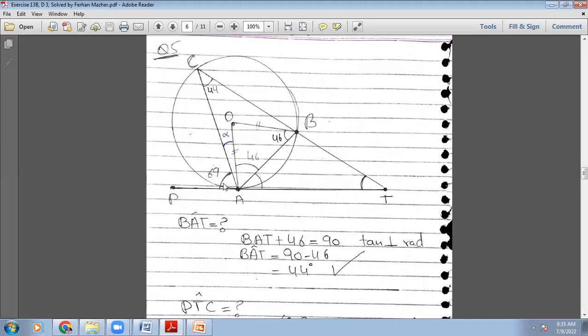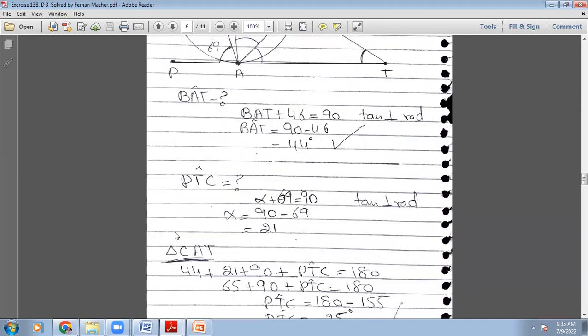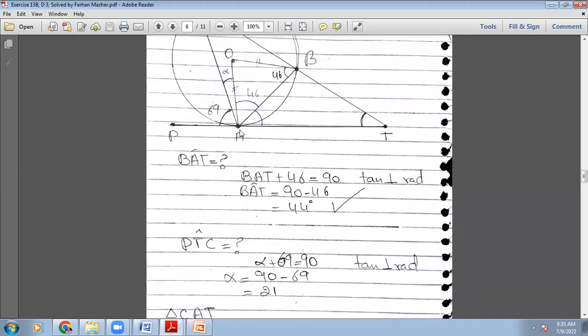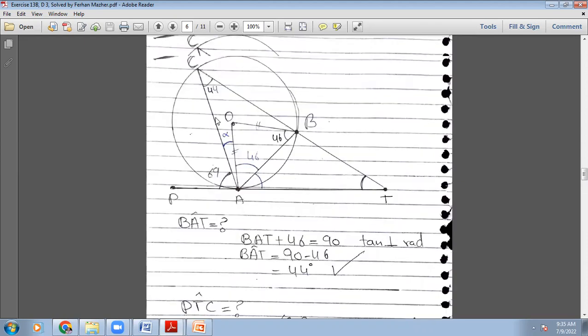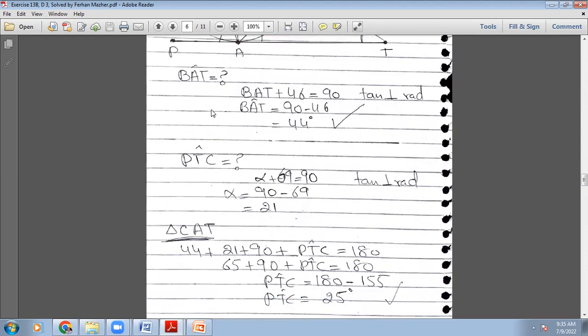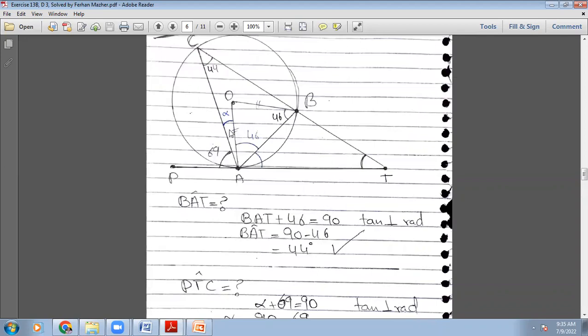This angle will be 44. Once I know this 69, this is 46, this is 44, I can find this angle. Okay, I have used this technique, this whole angle will be 90. From OA and PA, this angle will be 90. So subtract 69, you will get this angle is 21. Okay, once I know this angle, then I can find this angle.